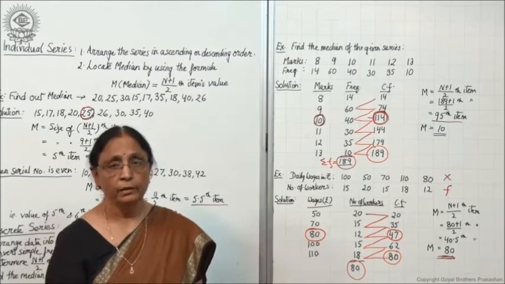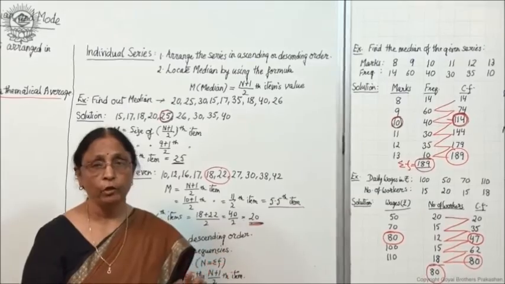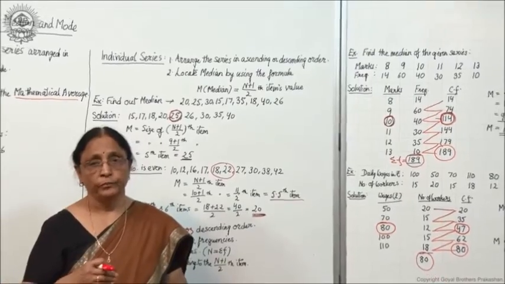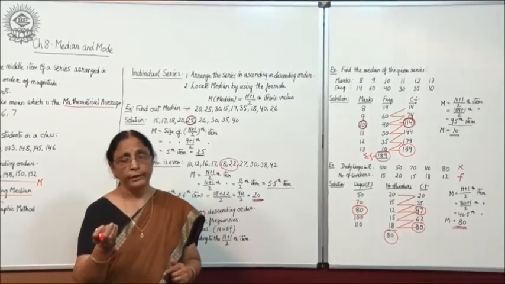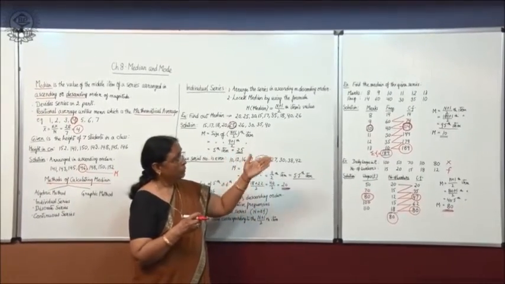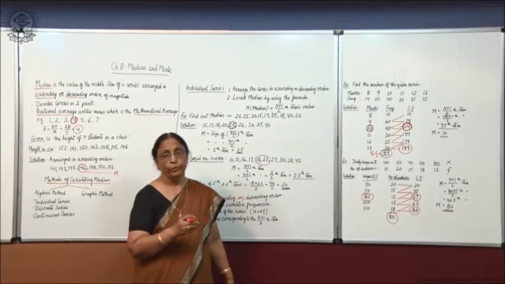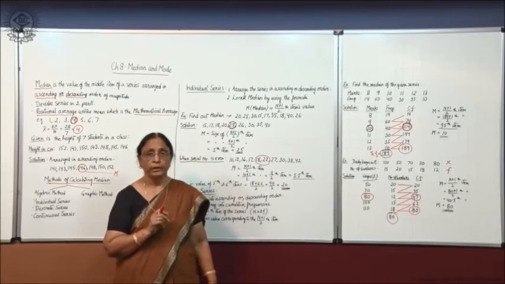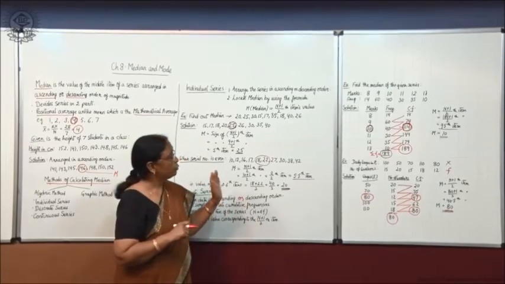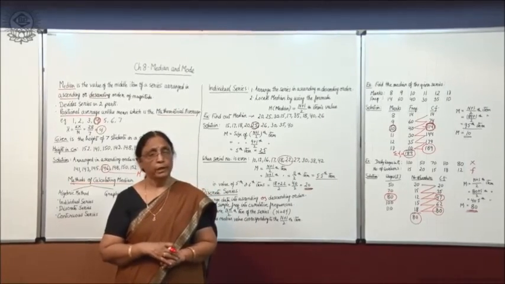Isn't it simple? So this way, when you learn the formula and learn the steps properly, you have to follow them in the same order. First arrange the data in ascending or descending order, then find the cumulative frequency in the case of discrete series, and then apply the correct formula, and you will get the median if you follow the steps properly, right. So these are two methods. Now, the third one is calculation of median in the continuous series.